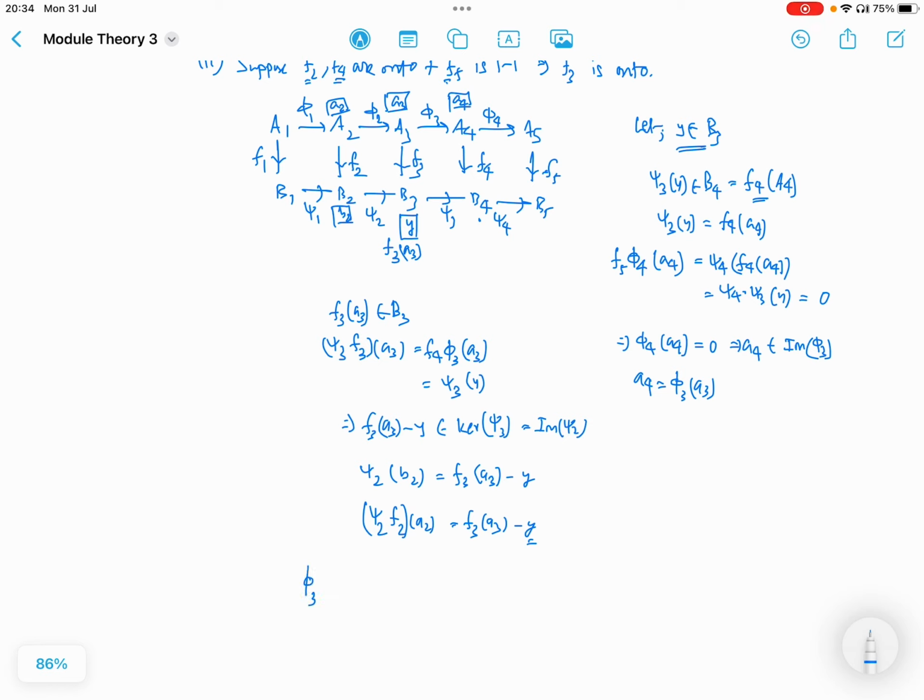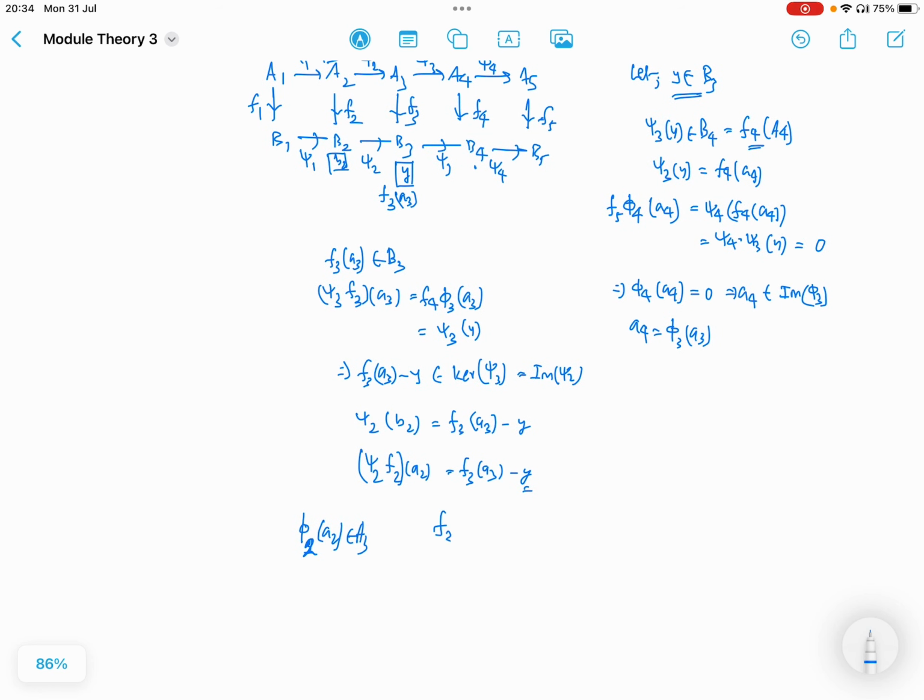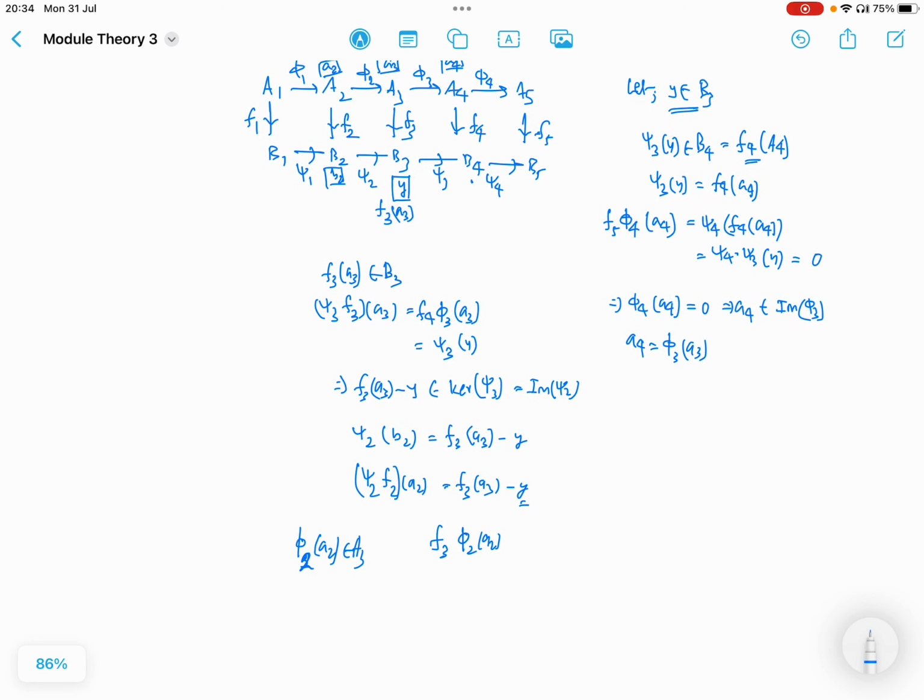So this is phi 3, sorry, we need phi 2. Phi 2 of a2 will take you inside A3. And now apply just F3. Let's see what happens. F3 of phi 2 of a2. What is this? So this is this.